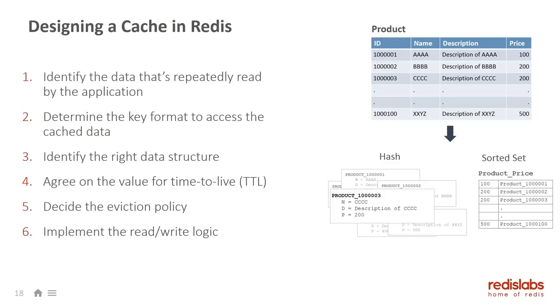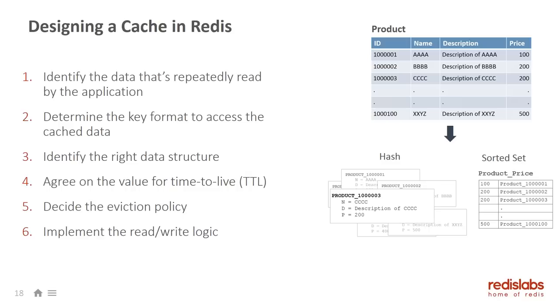The fifth one is you have to decide on the eviction policy. Now this is different from time to live. Eviction policy depends on the cache. In Redis, you have a few eviction policies. Least recently used is the most popular one. Eviction policy decides what objects to remove from the cache when your cache is full. So you have to decide the right eviction policy for your use case when you are designing your cache.